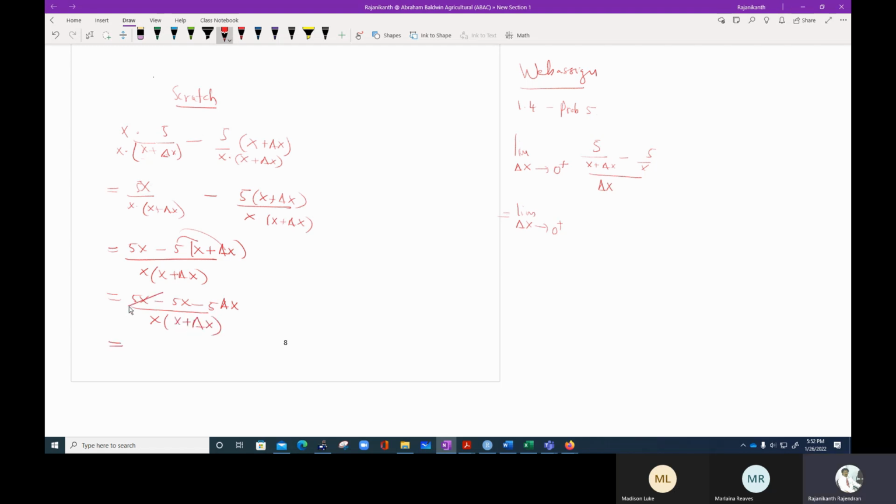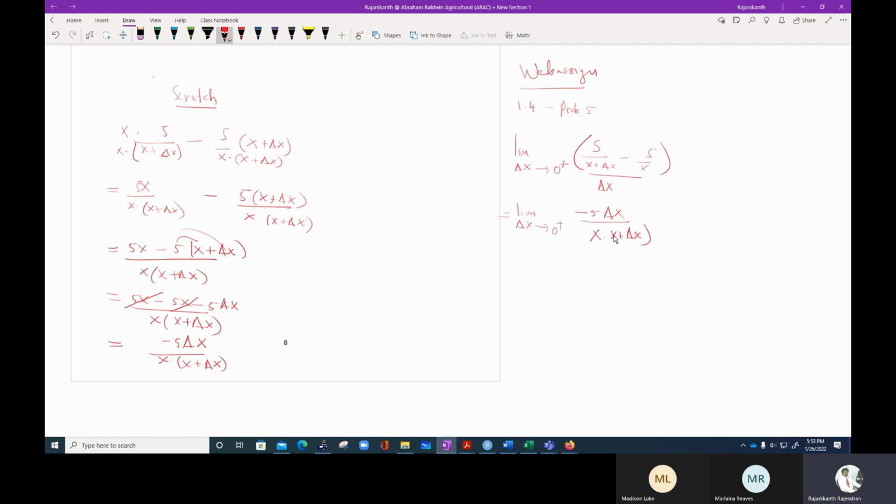So now we could cancel this guy. You will get simply negative 5 delta x in the numerator over x times x plus delta x in the denominator. So I'm going back here and plugging those answers I got. Negative 5 delta x. I'm writing an answer for the numerator. I started from there and I worked and I got this answer: negative 5 delta x over x times x plus delta x.